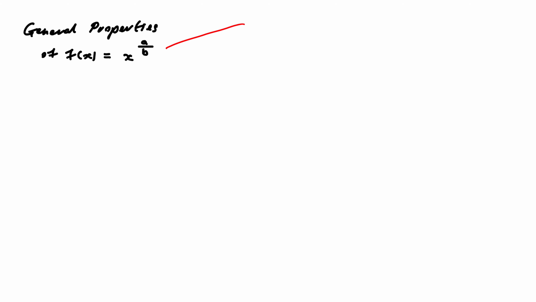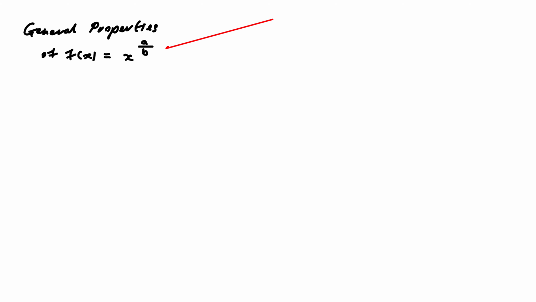Let's do the general properties of f of x. What we're going to do is the following. We're going to do x to the power of a fraction, a over b. I'm not going to do powers that aren't fractions, because things become quite a lot more complicated. Let me settle on some decisions about this fraction.